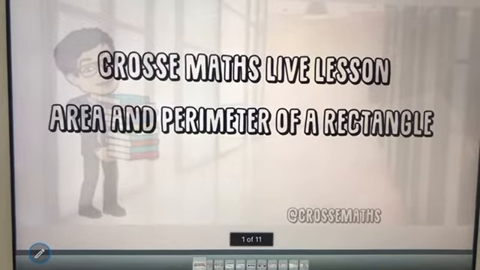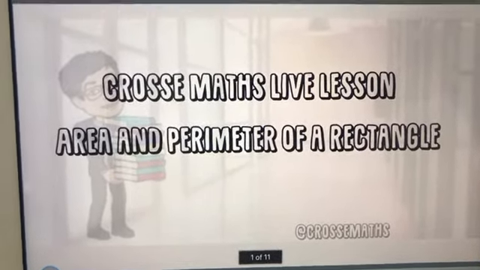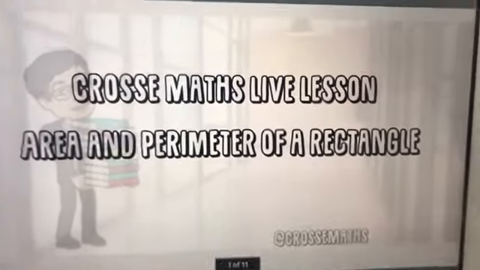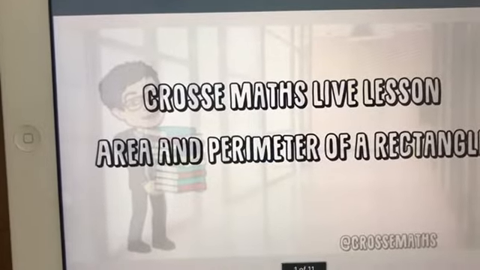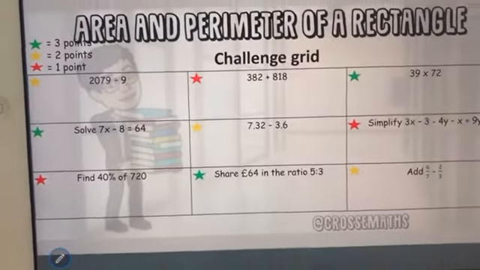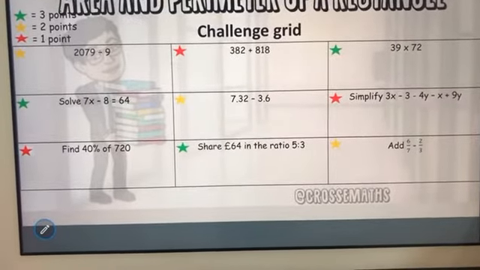Okay, this is year 7. Today we're going to be looking at area and perimeter of a rectangle. I'm going to turn off the comments only because it helps not cover the work. Can you have a go, please, at the questions in front of you when you're ready?